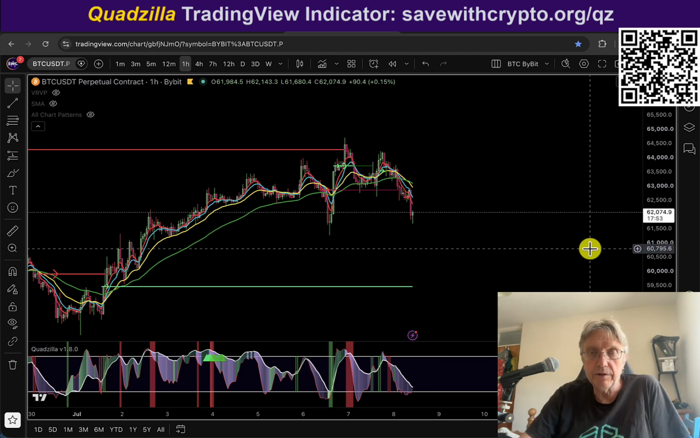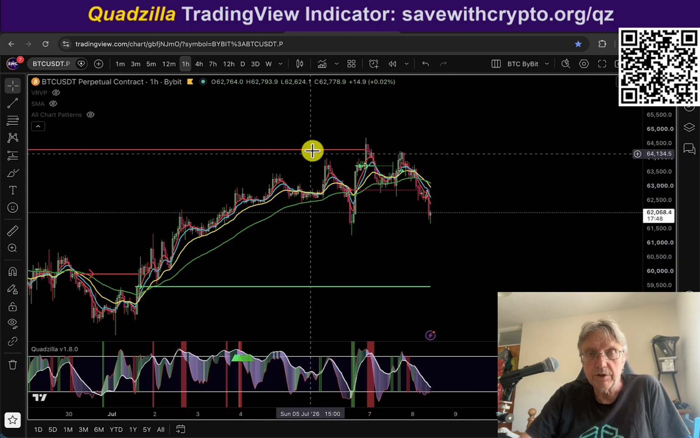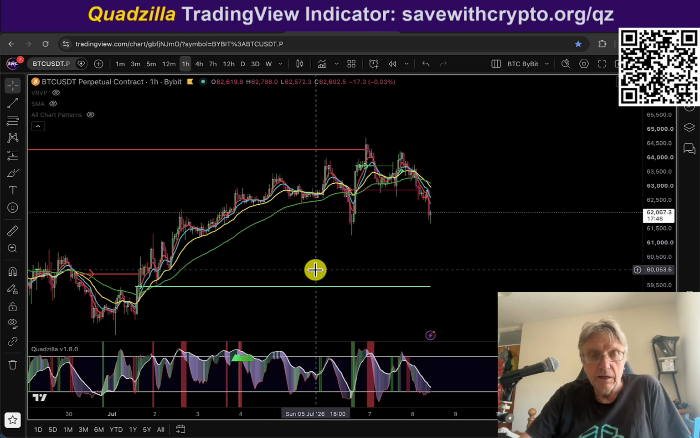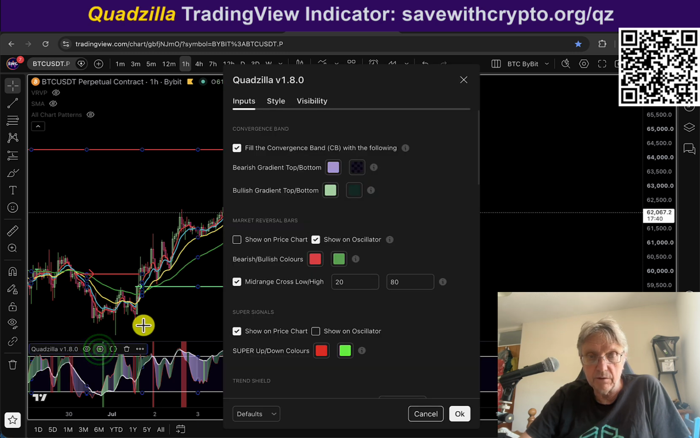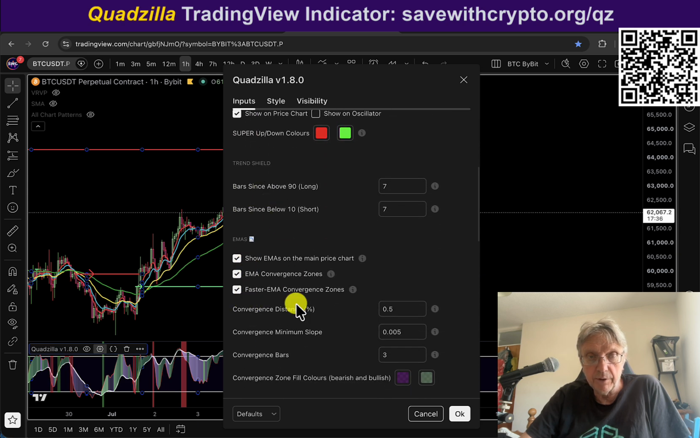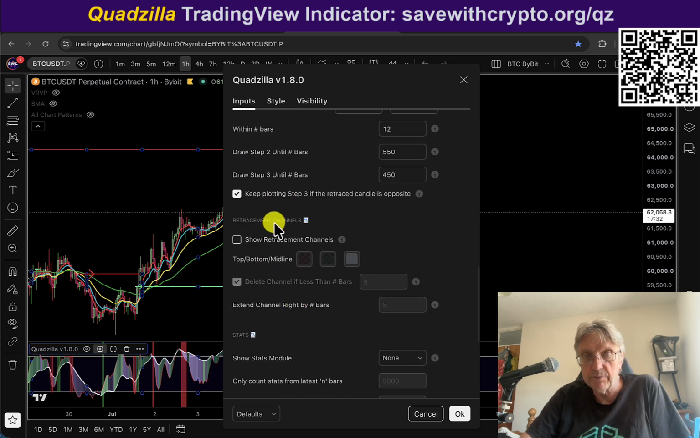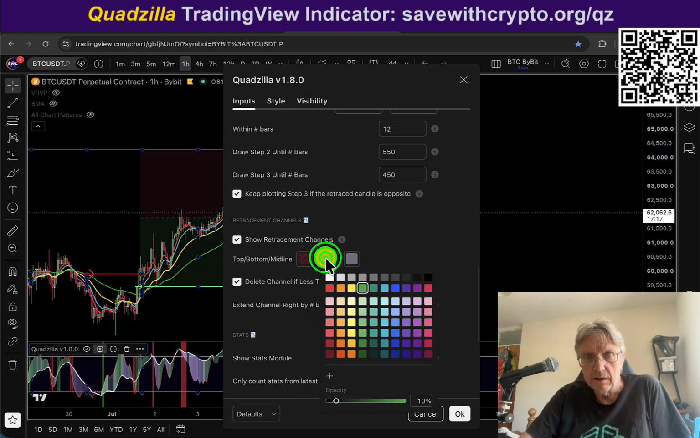However, we have noticed in the past that we do get a kind of effect between these levels. Let me just put on the retracement channels. Now I think these are still turned off by default with Quadzilla, but if you go down to the inputs, you can see here retracement channels, so we can enable that. I'm going to increase the opacity of these a little bit just so that we can see them easily.